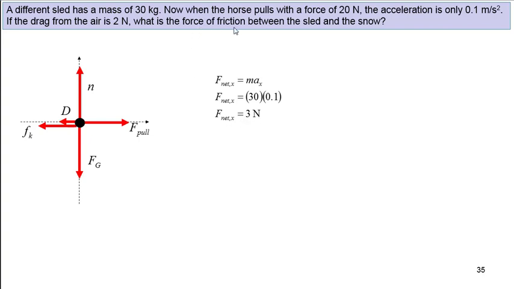I'm trying to figure out the force of friction, so I'm trying to figure out this value. Well, now I know what the net force is, and the net force is equal to my pulling force minus the drag force minus the force of kinetic friction. So here I've plugged in all the values that I know, and I find that the force of kinetic friction for this problem is equal to 15 newtons.